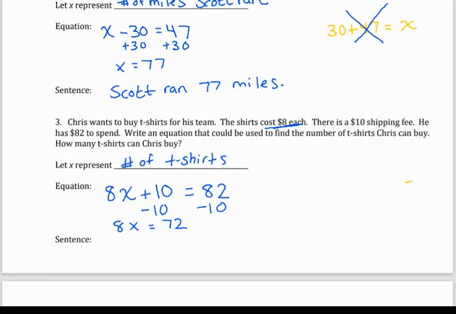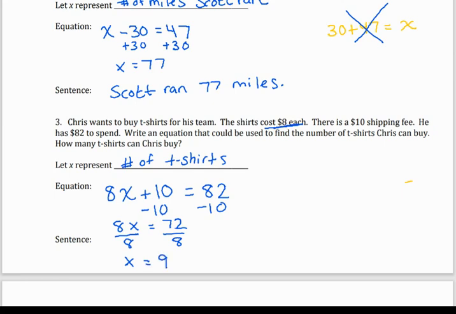Jordan, what would we do next? Now you would do... What operation would we do? Well, if you're multiplying, you would divide. Bingo, exactly. So we're going to divide. So we divide by 8, and I get x equals 9.